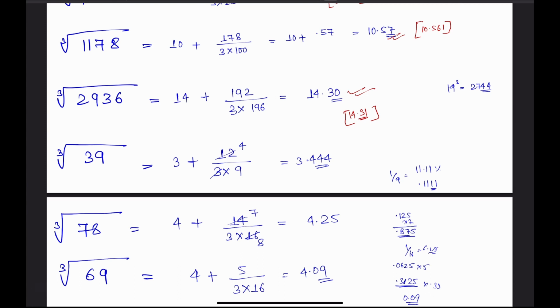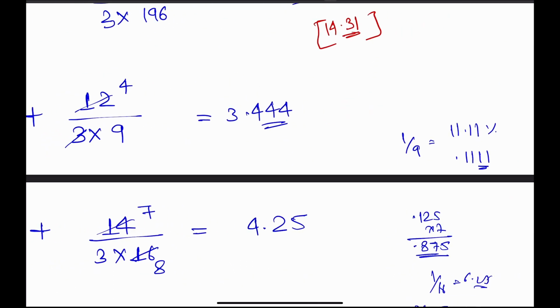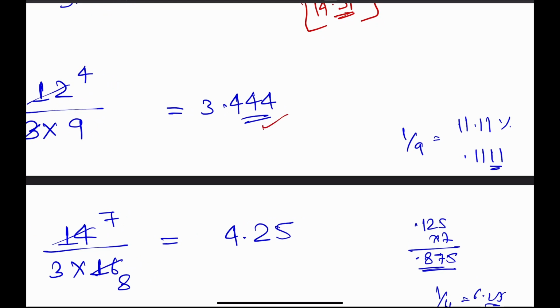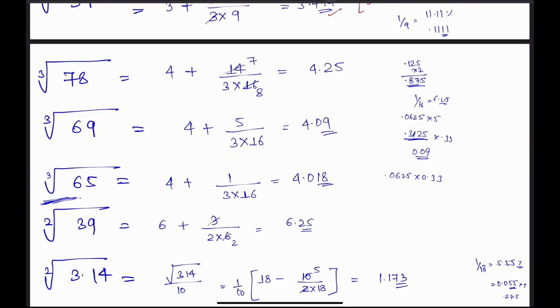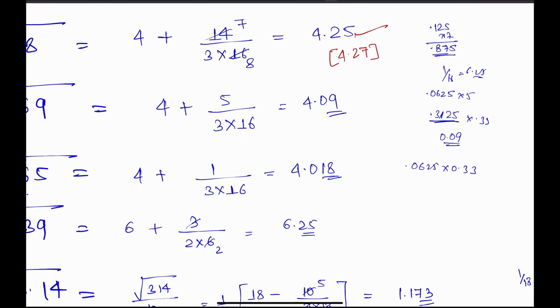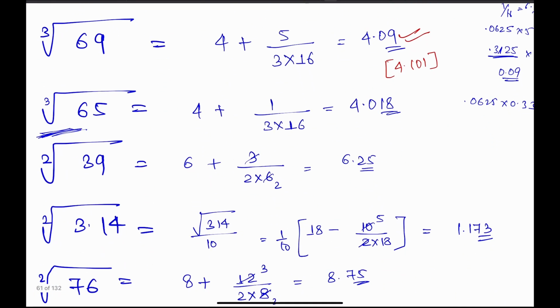Then comes 39. Okay, little bit here. Okay, I can consider, but the answer is 3.39. Next one being 78, correct, because 4.27 is the real answer. Next come will be 69, then this also I will say correct, because the real answer is 4.101. Then next one is 65, this one also correct, because I will say real answer is too near.